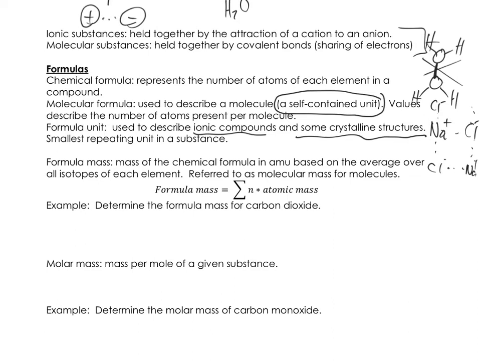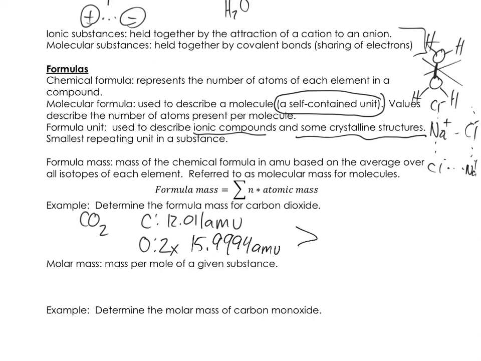The formula mass of a compound is essentially the number of a specific atom times its atomic mass in AMU, and you sum them all up. So for example, carbon dioxide is CO2. It has a carbon atom and it has 2 oxygen atoms. So each one of these has a different mass in AMU. This is 12.011 AMU. Oxygen is 15.9994 AMU. I sum these up and I end up getting 44.010 AMU, and we could put this as per molecule.